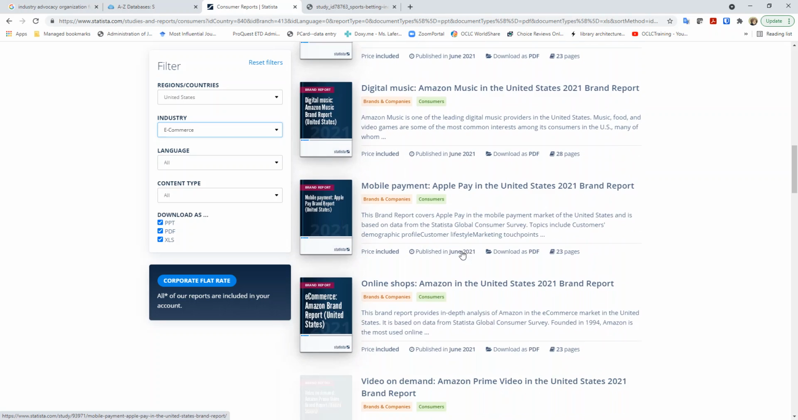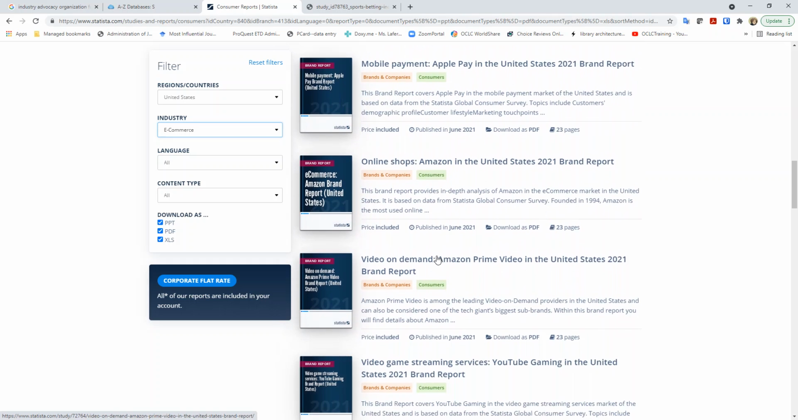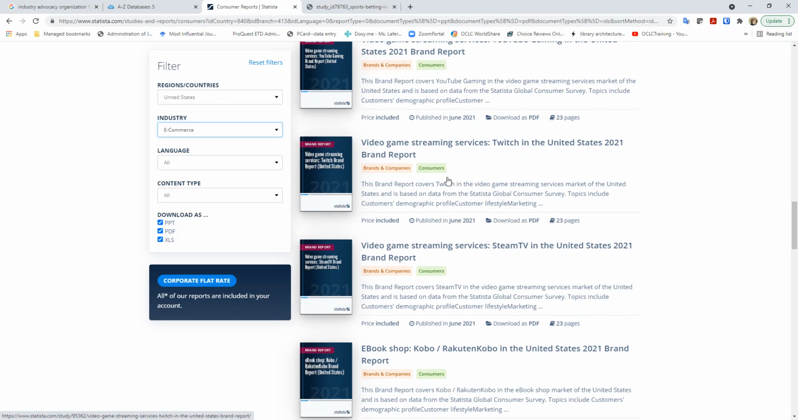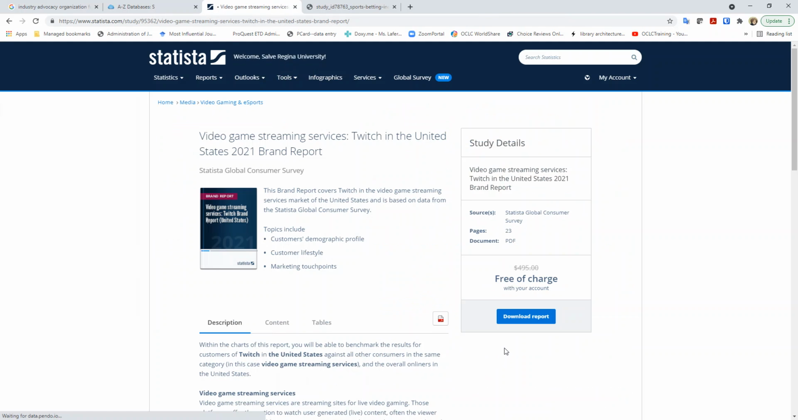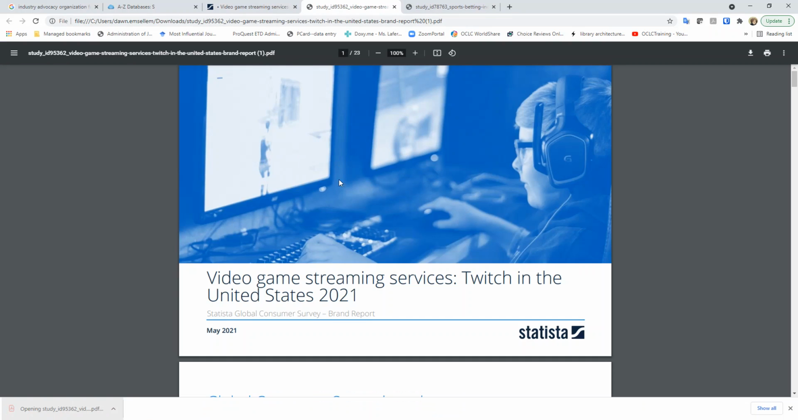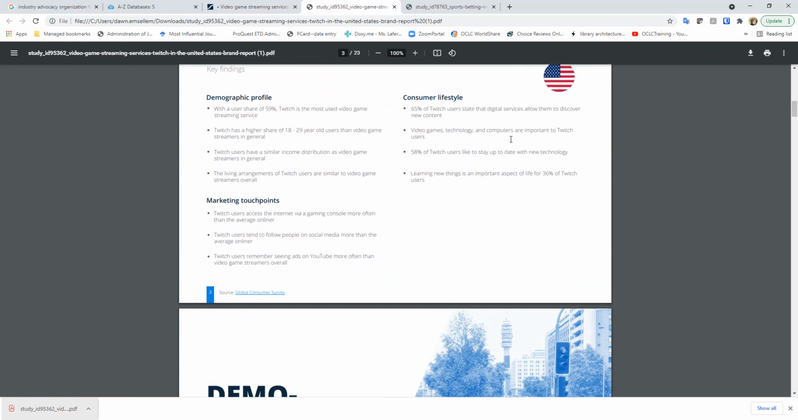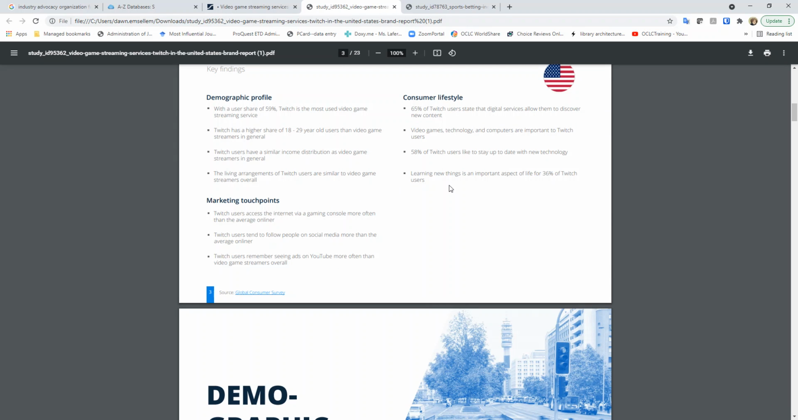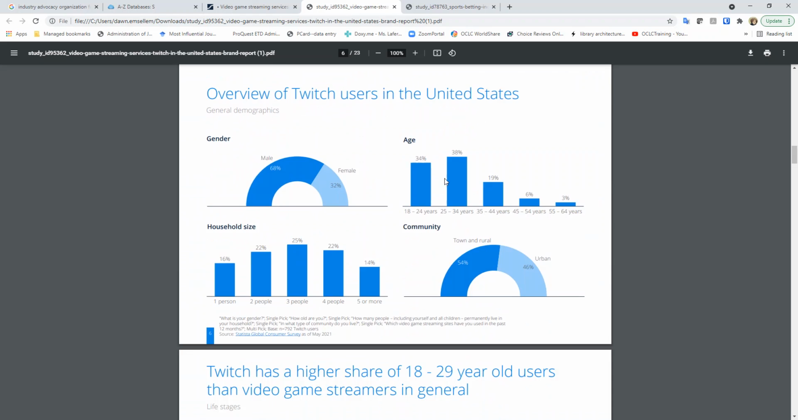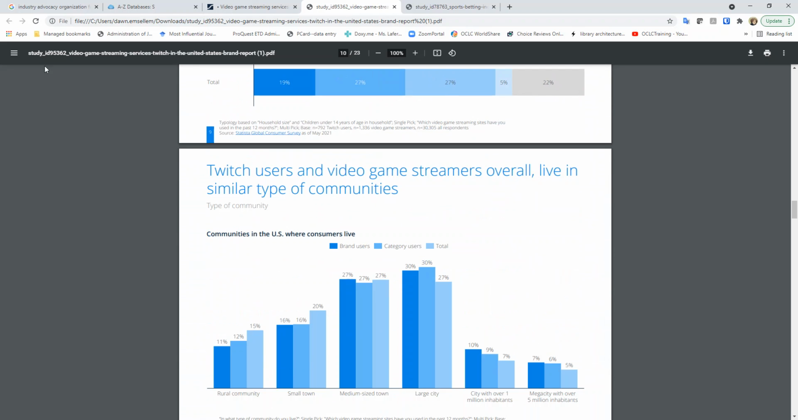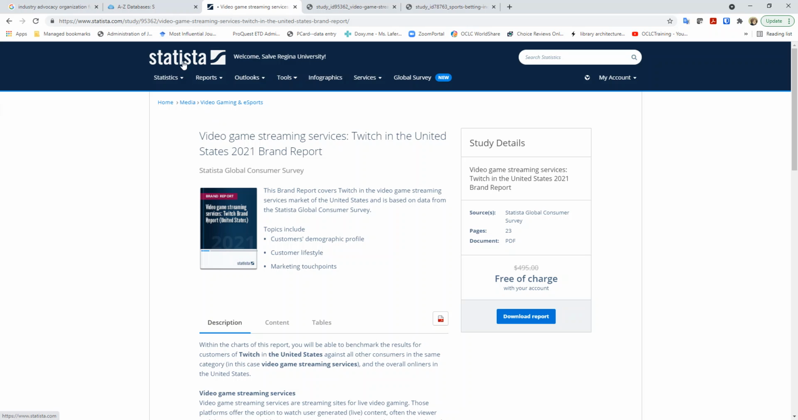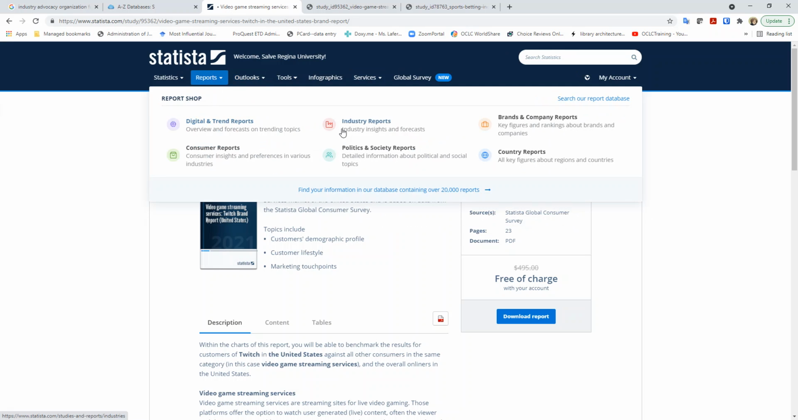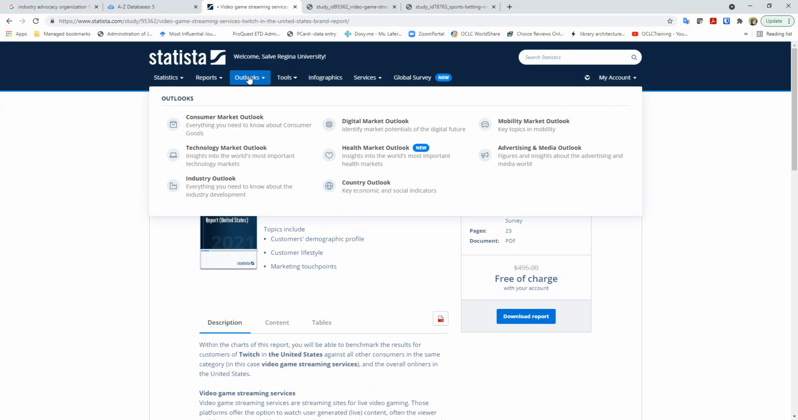And here you may look at someone who might be a competitor to your product, since these are big companies. So for example, if you were doing a video game streaming service, you could download this report and it would show you some information about what consumers are looking for. It gives all of this information about the demographic and lifestyle of these consumers that use these types of products. So I'm suggesting that you really lean into Statista here and not just do your broad searches, but really browse the different types of reports that are available and also outlooks.